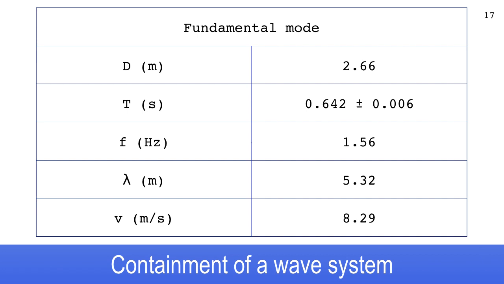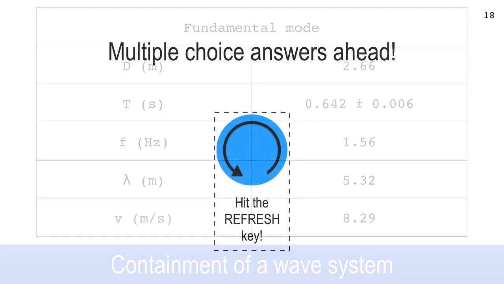And we all measured the period, which came out to about 0.642 plus or minus 0.0006. That's pretty good. That's like 0.1%. And that corresponds to a frequency of about 1.56 hertz. Now, next time I do this, I'm going to make the two guys stand a little bit further apart. Wavelength 5.32. This is for the fundamental mode, and the speed 8.29.